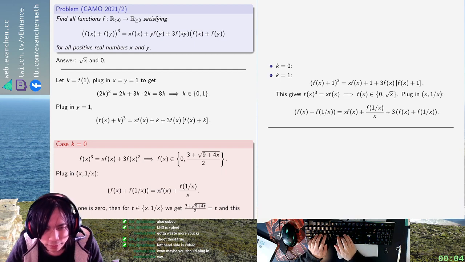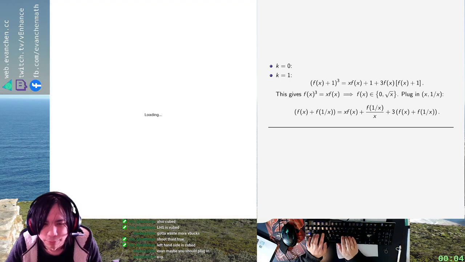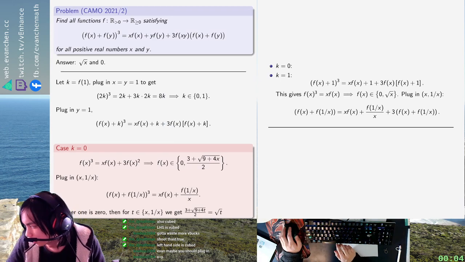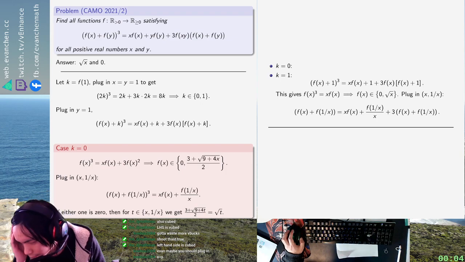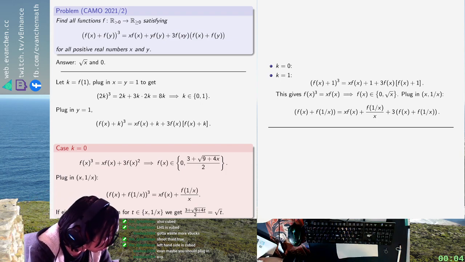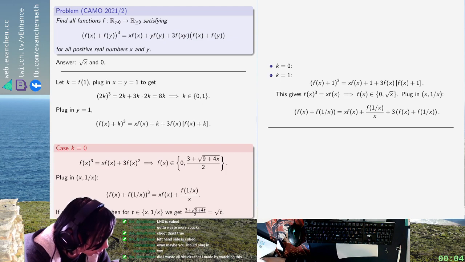Okay, so f of square root t. Impossible. This is not possible, right? This thing is bigger than square root t always. You didn't prove k equals 0, it doesn't work. See, that's true.